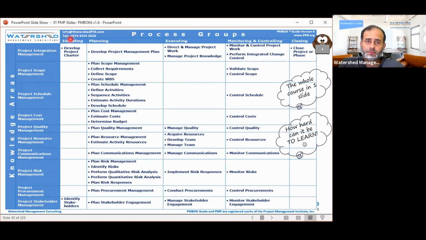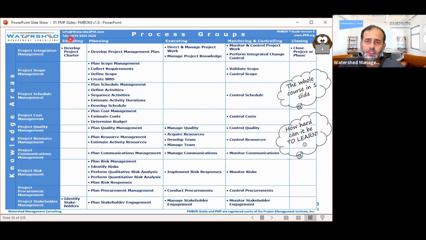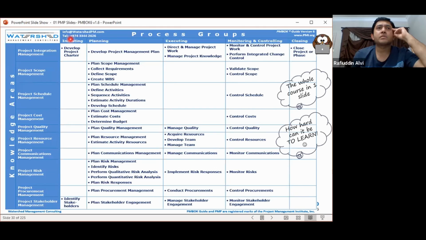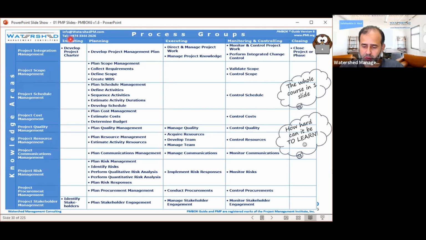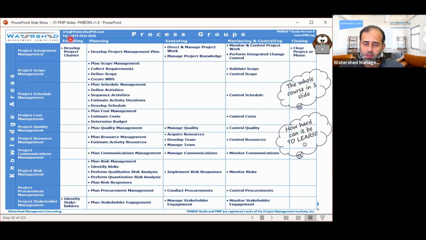So far, so good? How many processes are there in initiating? 2 processes. And what are the names of those 2 processes? Develop project charter, identify stakeholders. Everybody can see those 2 processes on the screen, one on the top, one on the bottom. You will do both of them. As per what you understand, will you have to do both of them before planning?